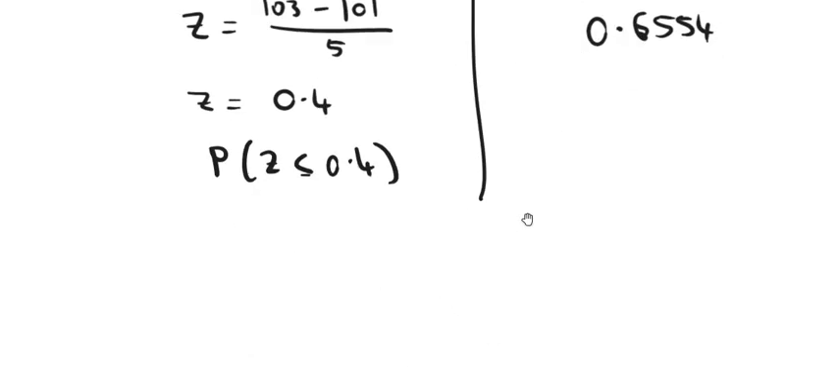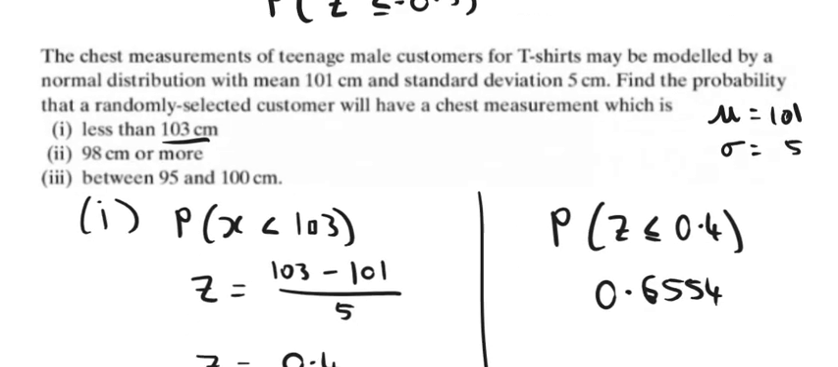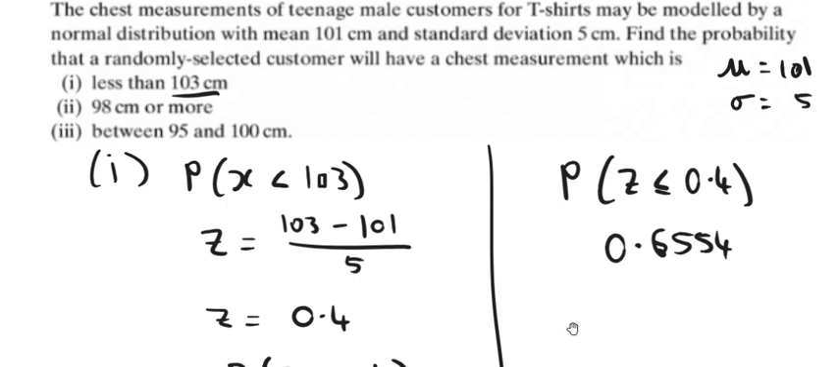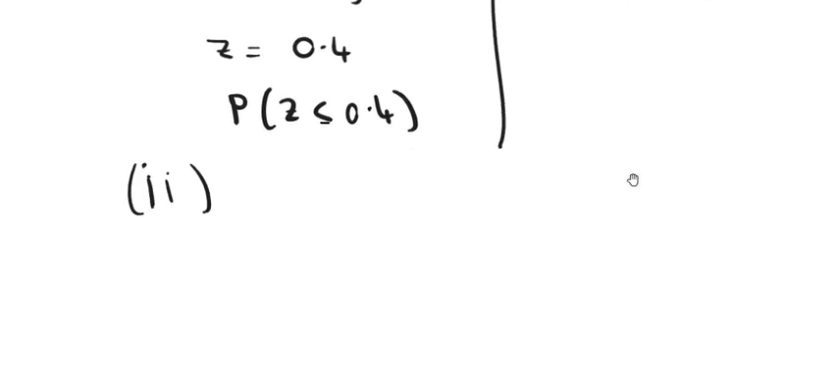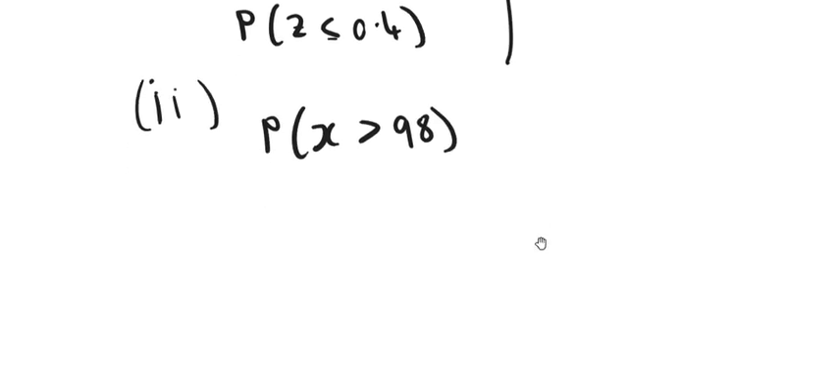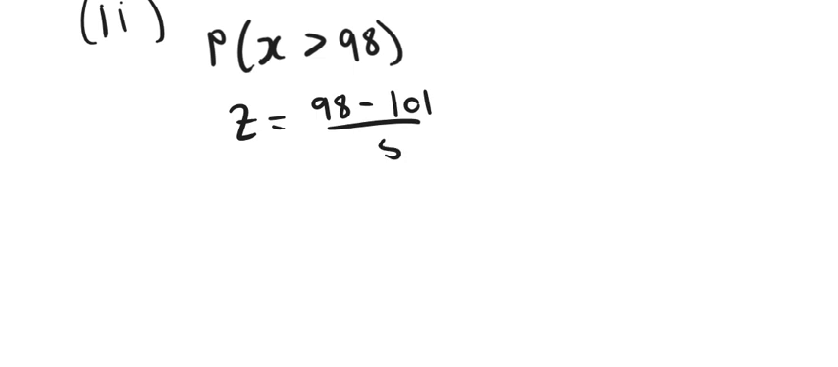The next one then, it's 98 centimeters or more. So that's greater than 98 centimeters. So we're finding the probability that x is greater than 98. So we have to do our z-score. Z is equal to 98 minus 101 over 5. That gives us minus 0.6. So our z-score is minus 0.6.